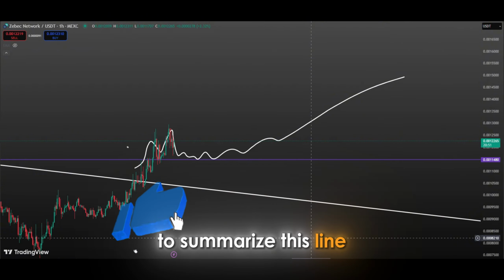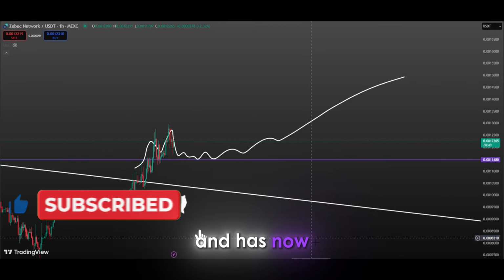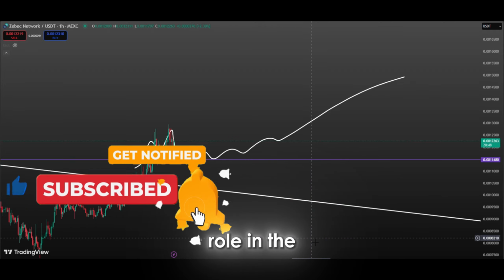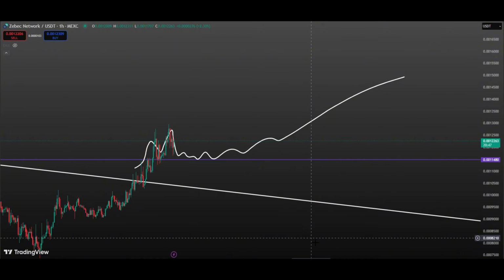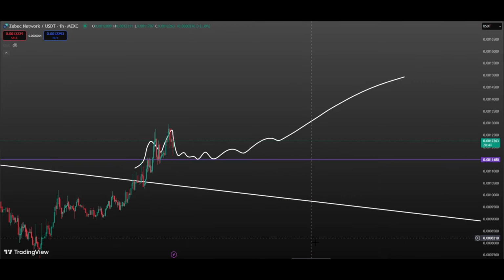To summarize, this line, which has worked as an important resistance point in the past and has now become support, plays a key role in the technical outlook of the price. As long as the price stays above this level, the uptrend can be expected to continue in a healthy manner.